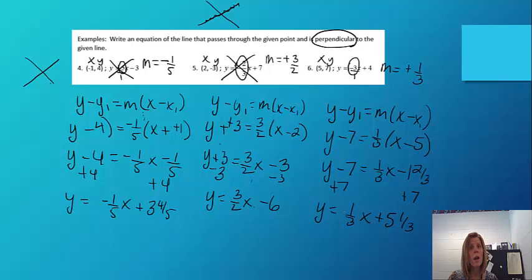And so hopefully now you are able to recognize if two lines are perpendicular and also to write an equation of a line that's perpendicular to another one.